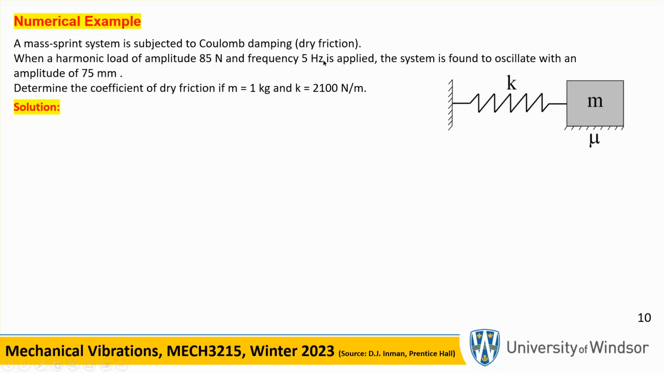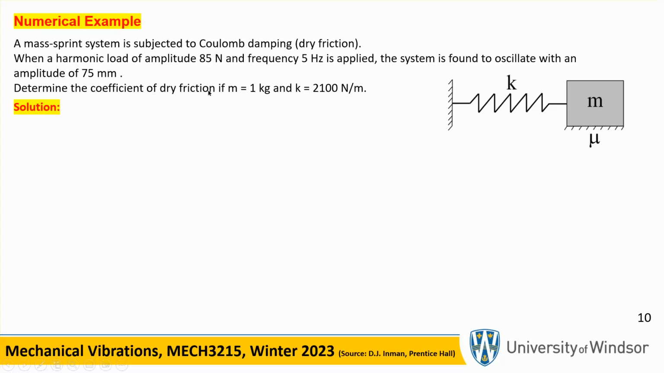A harmonic force of amplitude 85 Newton is applied. So we're going back and forth with F naught sine or cosine omega t. Omega is 5. This is the driving frequency. F naught, the amplitude of the force, is 85. And the amplitude of the oscillation of the mass, this is the amplitude of the oscillation given to us. This is the big X, 75 millimeter.